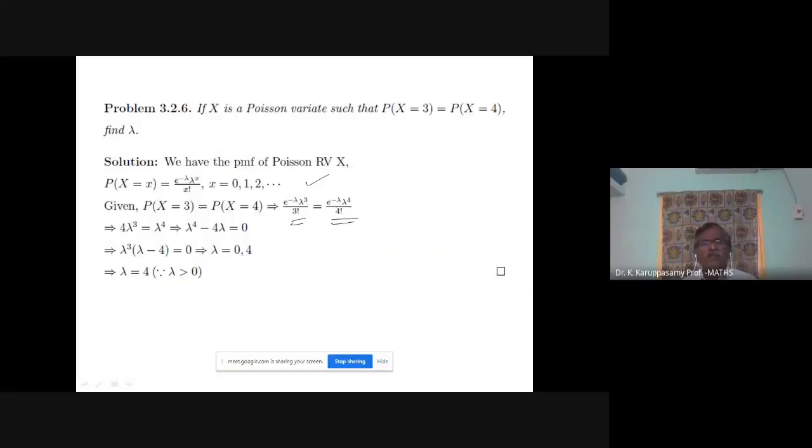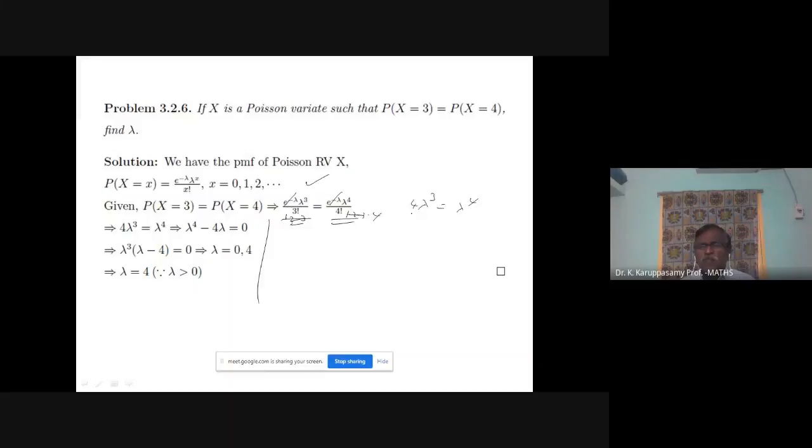Then you simplify. I will explain the simplifying side by side. Left hand side is 3 factorial, right side is 4 factorial. You can cancel certain terms on both sides. 3 factorial means 1, 2, 3. 4 factorial means 1, 2, 3, 4. We can cancel 1, 2, 3 on both sides. And also we can cancel e power minus lambda.